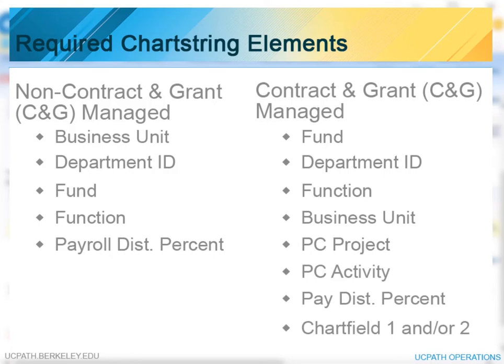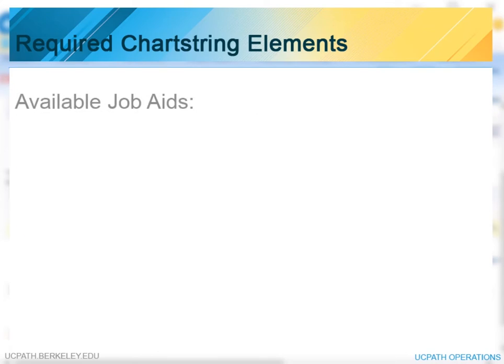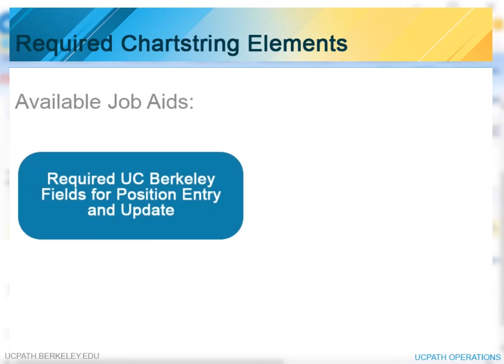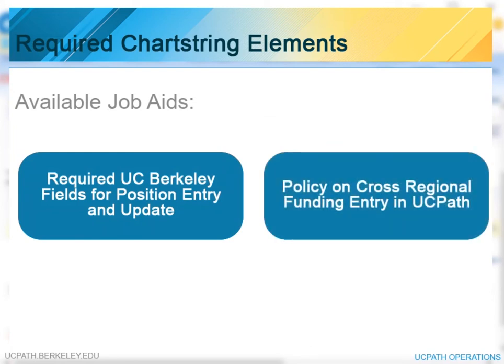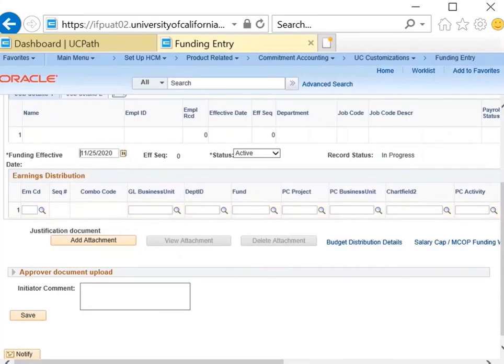As mentioned earlier, to get more information on chart field values, FAUs, use the Berkeley Financial System, BFS. Keep in mind that BFS does go offline at 9 p.m. each night. CalAnswers can also be used to run a fund report, which will provide the correct FAUs. We have a few job aids that may help you when it comes to position funding. The first job aid shows required UC Berkeley fields for position entry and update. There is also a job aid on how to review the policy on cross-regional funding entry in UC Path. If you're not sure what chart string should be entered, ask your supervisor or someone you are shadowing.